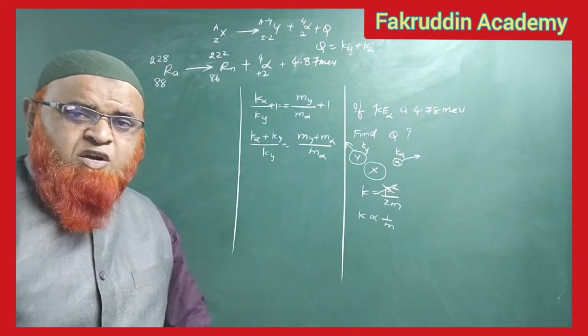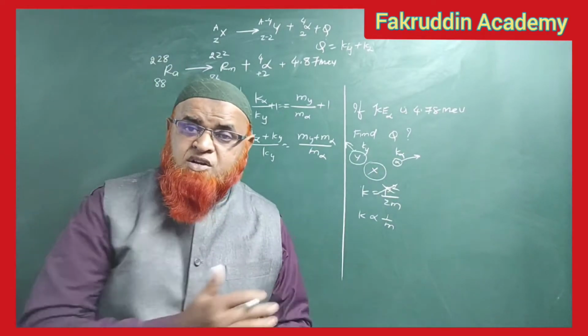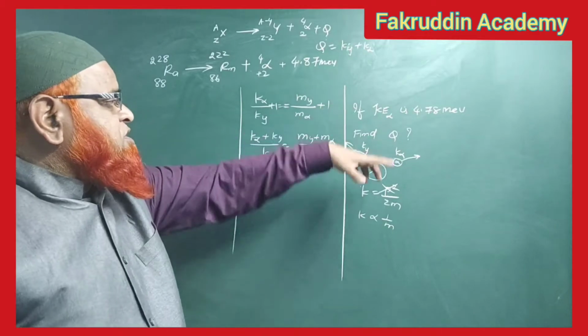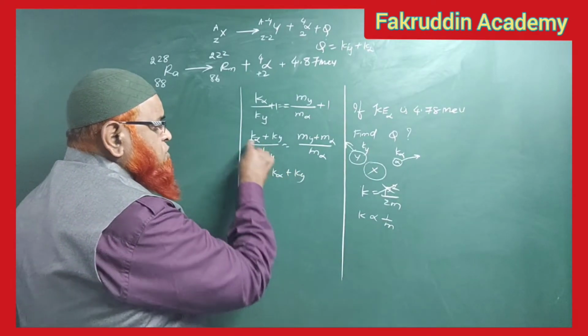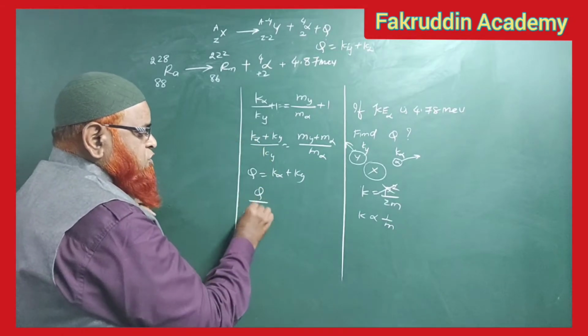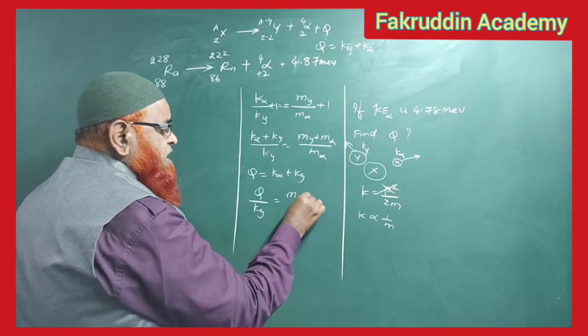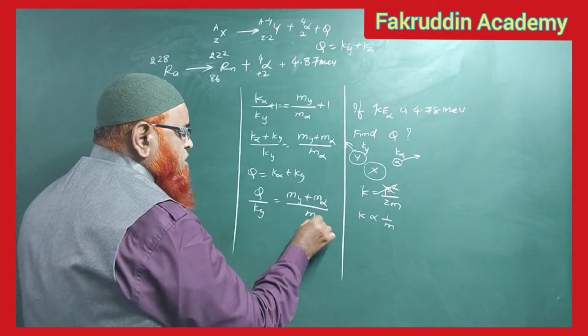These two combined together is said to be the heat energy released, which is given by the letter Q. So I am going to say this is Q here now. We can write Q as a combination of these two. If you replace with Q here, Q by Ky is nothing but My plus M alpha by M alpha.